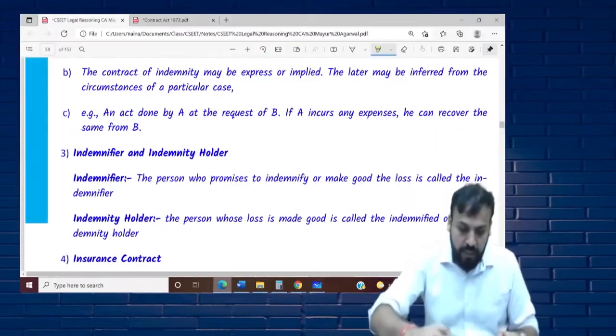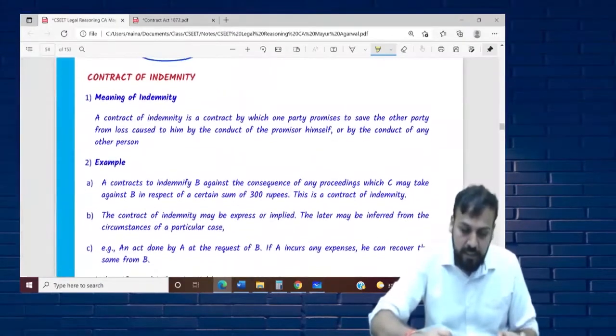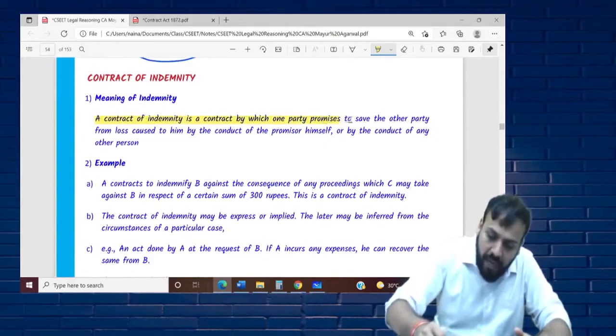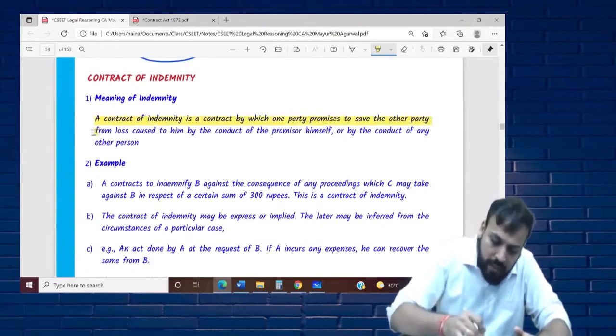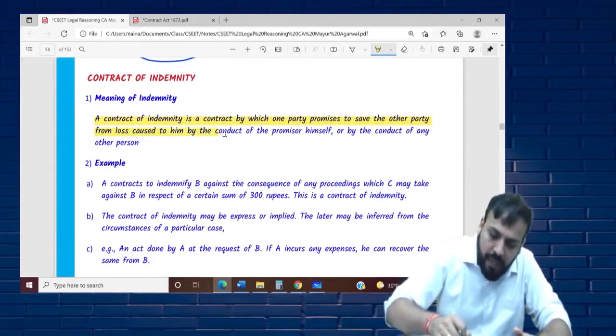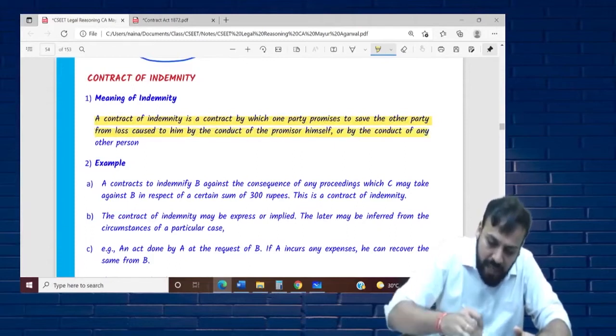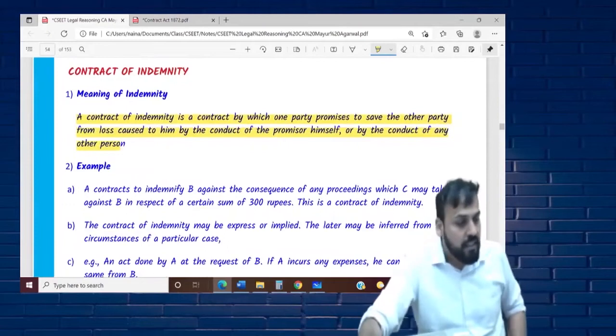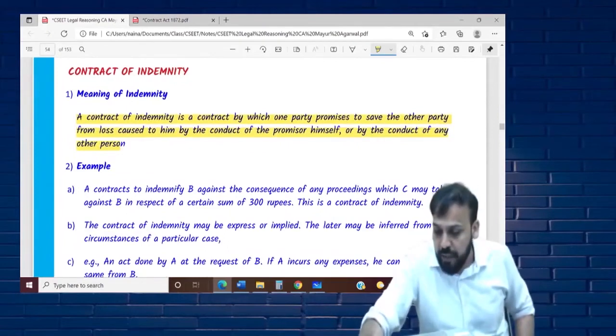Very, very clear. So let us read this. A contract of indemnity is a contract by which one party promises to save the other party from loss caused by his conduct or by someone else. Caused by his conduct or by someone else is called an indemnity contract. Do you understand this? Yes or no?